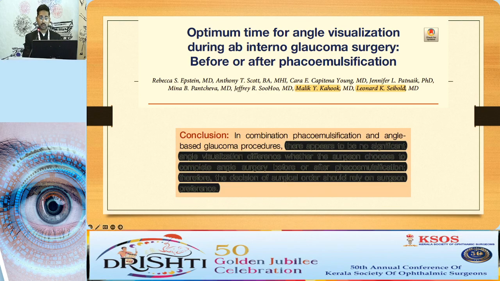There appears to be no significant angle visualization difference whether the surgeon chooses to complete the angle surgery before or after phacoemulsification, and it should rely only on the surgeon's preference. I prefer to do it after the cataract surgery if the cataract is soft. If the cataract is NS3 or 4, I would like to do it before, so that my phaco energy doesn't cause corneal edema and impair the angle visualization if I want to do the MIGS procedure later.